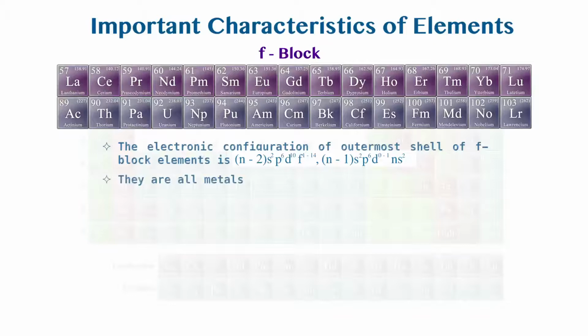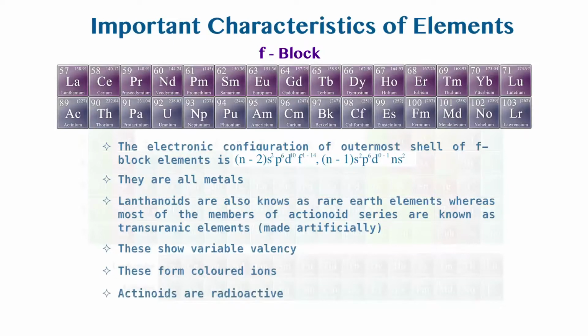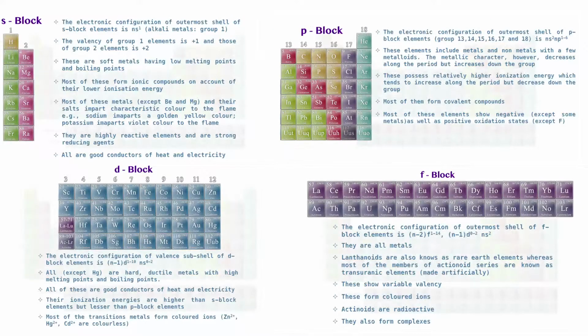All these are metals. These lanthanoids are also known as rare earth elements, whereas most of the members of actinoids are known as transuranic elements. These are made artificially. They show variable valency, they form colored ions, and these actinoids are radioactive. They also form complexes. And these are the properties of s, p, d, f block elements.